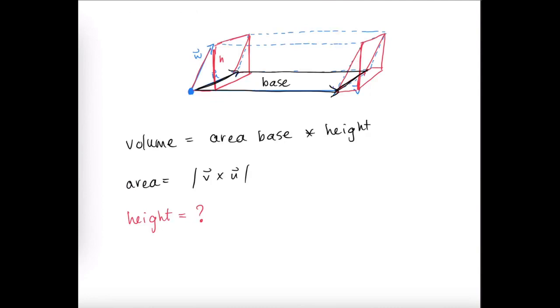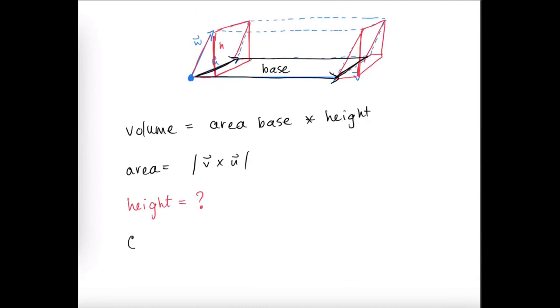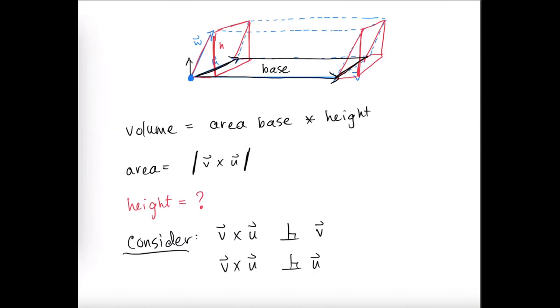Now we're going to work on trying to find the height. So the first thing that we're going to do is consider the cross product of v and u. We already determined that the magnitude of that cross product is going to give me the area of the base, but that cross product also gives me a vector that is both perpendicular to v and perpendicular to u. So when we look at v cross u, we need to determine which direction that's going to be headed in. Am I going to be getting a vector that's going straight up and perpendicular to that base, or straight down and perpendicular to that base?